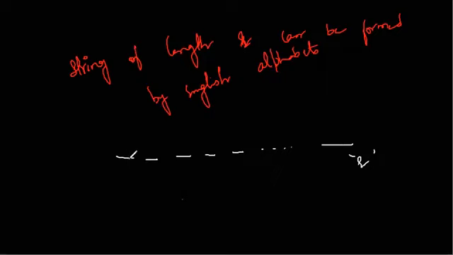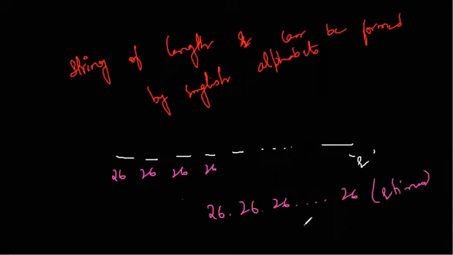It did not say that you are supposed to fill each of them with a unique alphabet. So each of them can be filled with 26 alphabets. Then how many such strings can be formed? By the product rule, it will be 26 into 26 into 26, and so on r times. So basically it will be 26 power r.